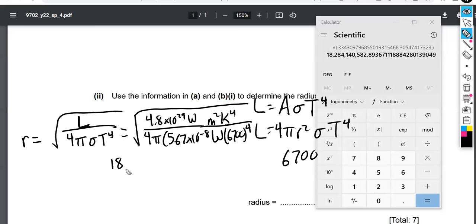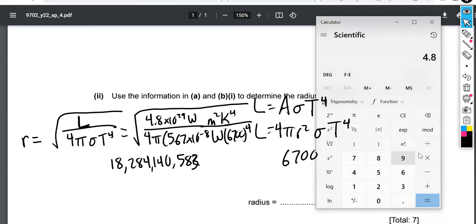I don't know if I trust this answer. 18,284,140,582, we'll round that to a 3. Should probably round it here, but this is in meters, billions of meters. I feel like maybe when we typed that in, we went wrong somewhere. So let's type it in again. Maybe you saw the mistake. If you did, leave it down in the comments below.